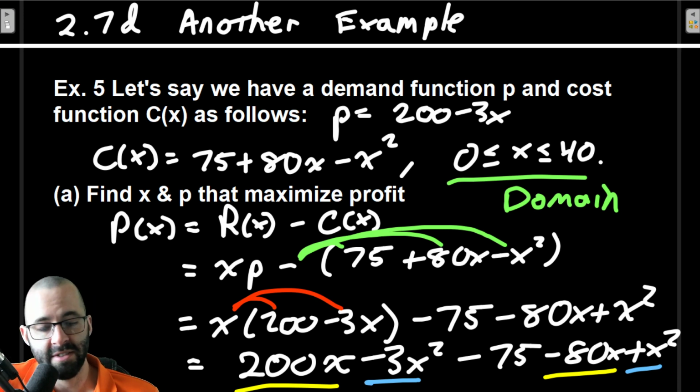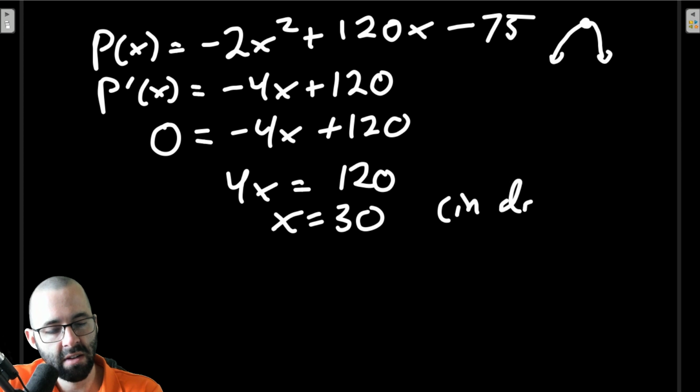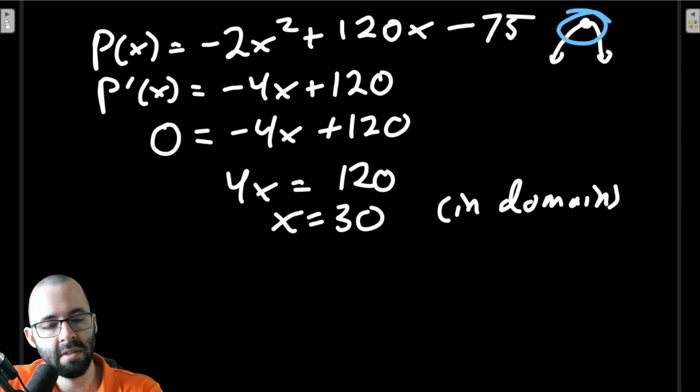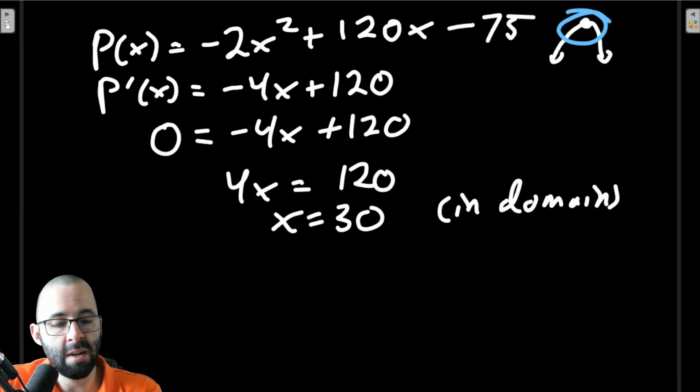All right. This is too much color on here. Go down to less color over here. So this is in the domain, which is good to check. So again, we do have a domain right here, but we found the local extrema. And it is a quadratic, so it will be an actual maximum. All right, so what is the problem asking us to do? Find the values of x and p that maximize profit. Well, this is the production level that maximizes profit.